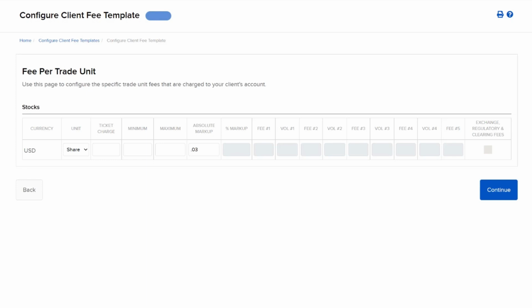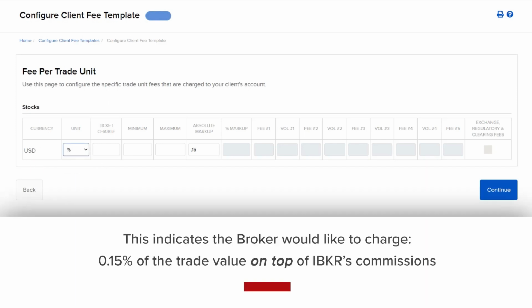If percent was selected in the unit column, then the percentage of notional trade value will be used as the trade unit. For example, a broker enters 0.15 into the absolute markup column for dollar stocks and selects percentage units. This indicates the broker would like to mark up 0.15% of the trade value on top of IBKR's commissions.